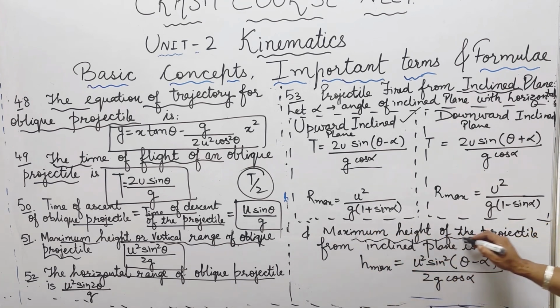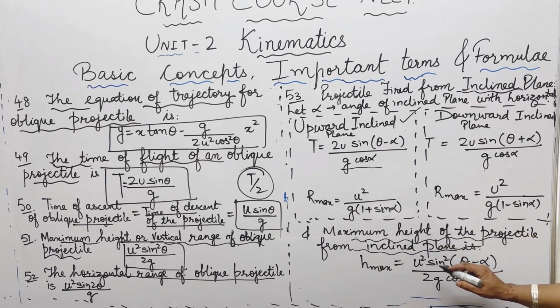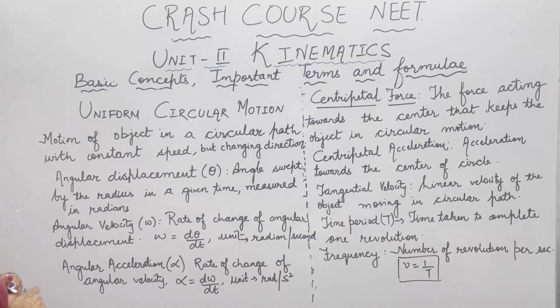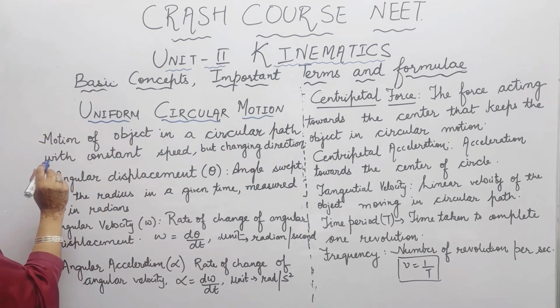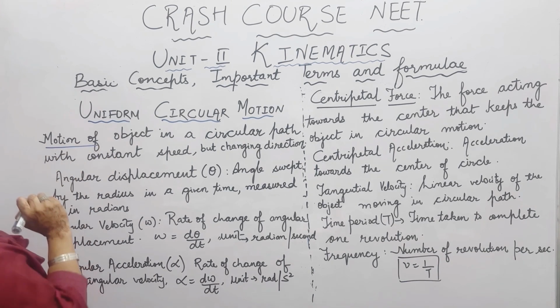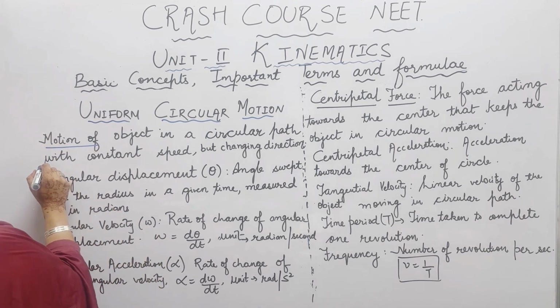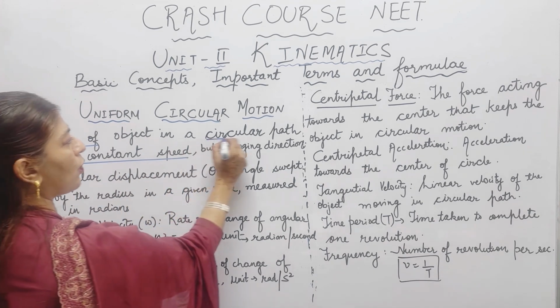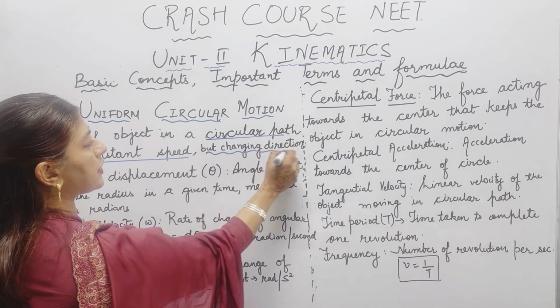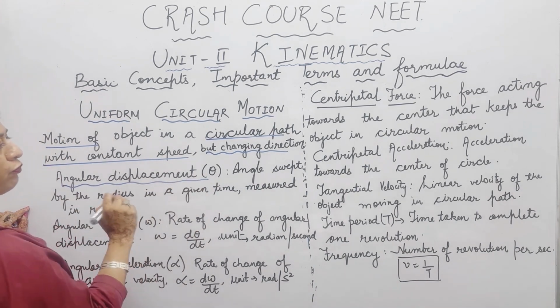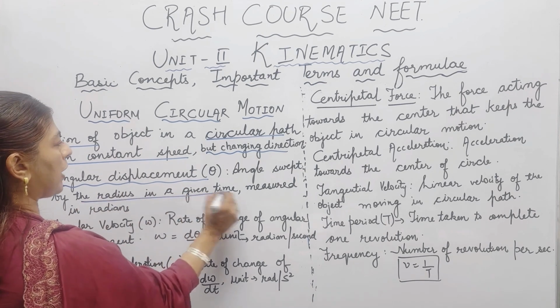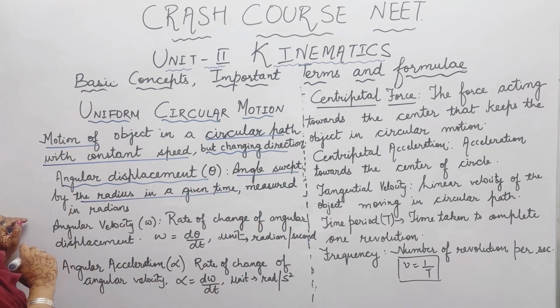And the maximum height of the projectile from inclined plane is given by u square sine square theta minus alpha by 2g cos alpha. Now we are talking about the motion in a plane that is circular in nature. So uniform circular motion. Any object is said to be in a circular motion if it is moving with the constant speed along a circular path, but continuously the direction is changing. The displacement in this type of motion is angular. Angle swept by the radius in a given time, it is measured in radians.